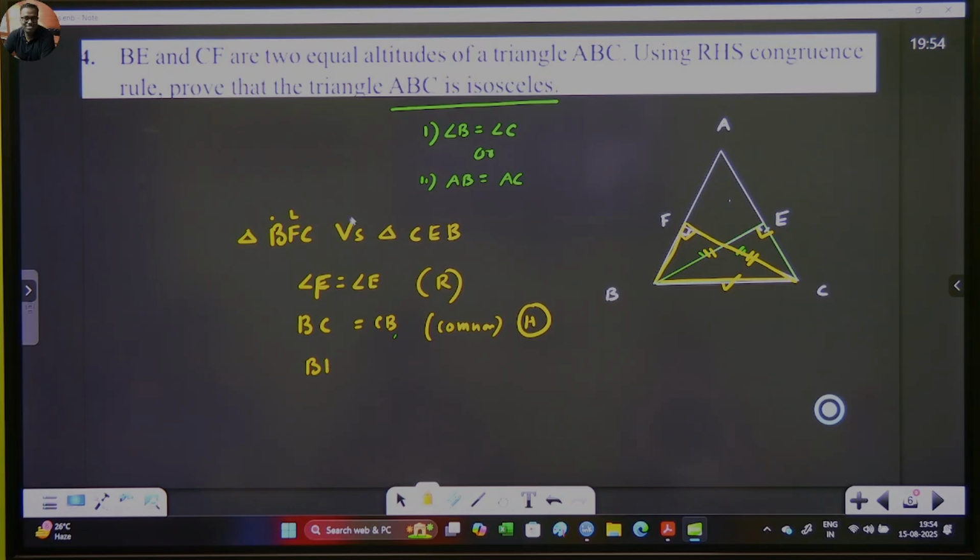So what did I write? Triangle B, I made a mistake here, right? BE and this is CF. Sorry, there was a bit of a mistake out here. Okay, so this is angle E equal to angle F. Then BC equal to this. And then we'll write BE is equal to CF. This is given.